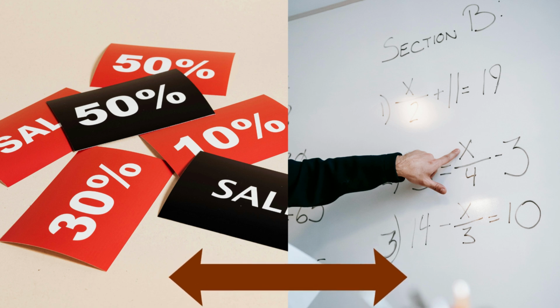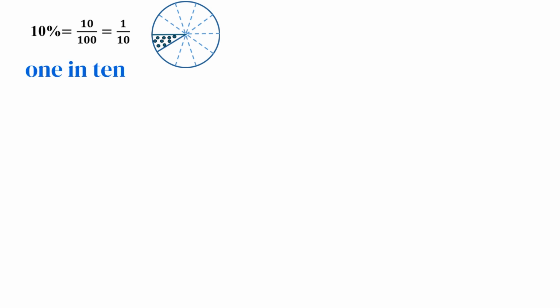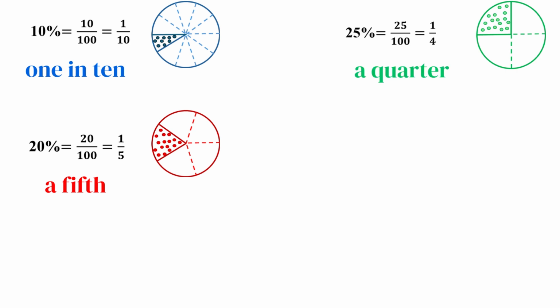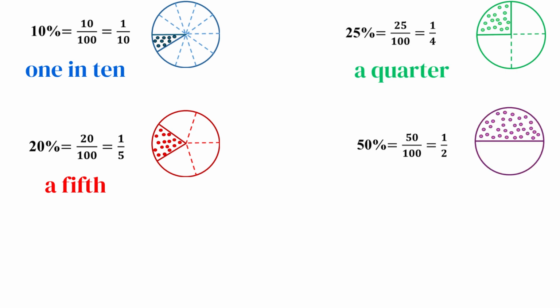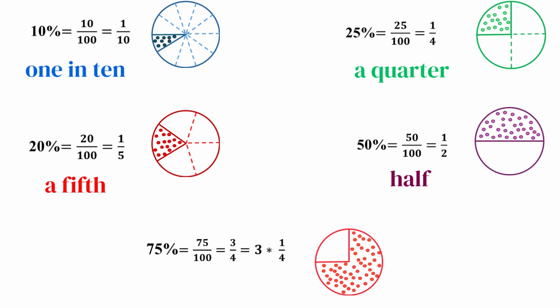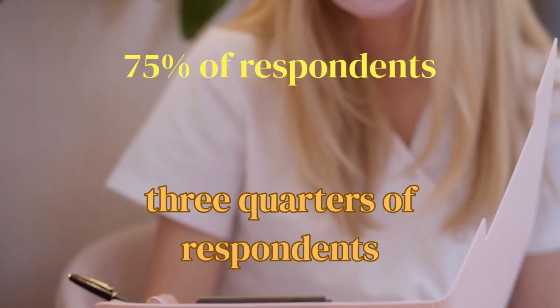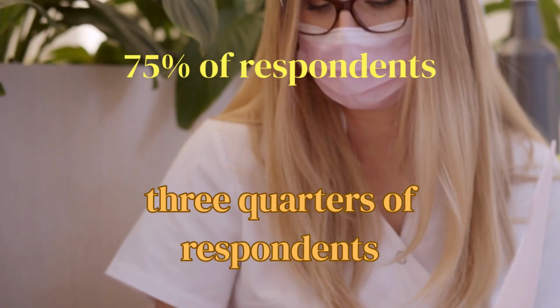Here are some common percentage to fraction conversions. Instead of 10%, you can say 1 in 10, and instead of 20%, you can say a fifth. 25% is a quarter, and 50% can be replaced by half. And finally, 75% is 3/4. Here is an example. Instead of saying 75% of respondents, say 3/4 of respondents.